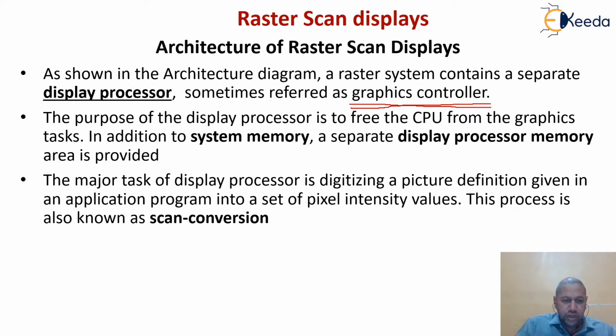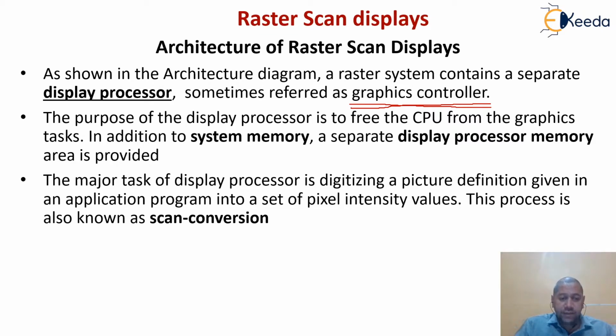What is the purpose of this? The purpose of the display processor is to free the CPU from the graphics task. I want my CPU to not always be busy with graphics tasks. So we use this display processor, which handles the graphics-related functions separately. That's why we have this particular unit, the display processor, or graphics controller.